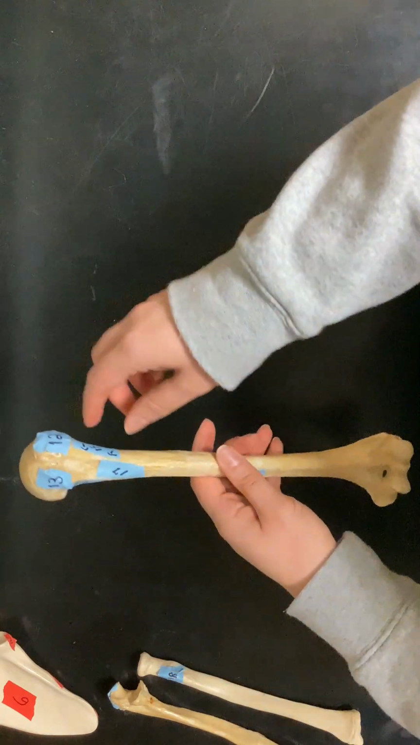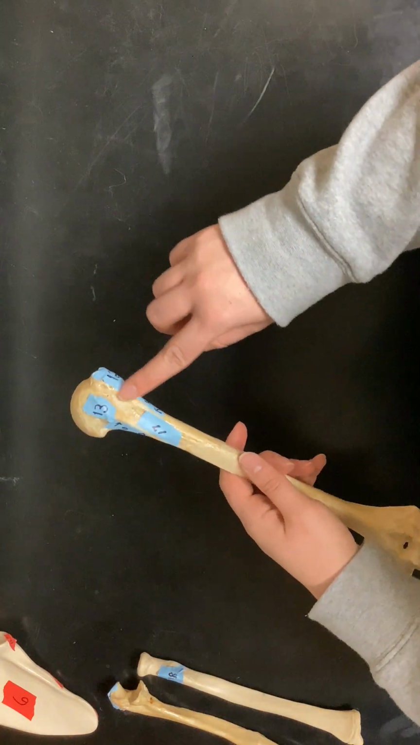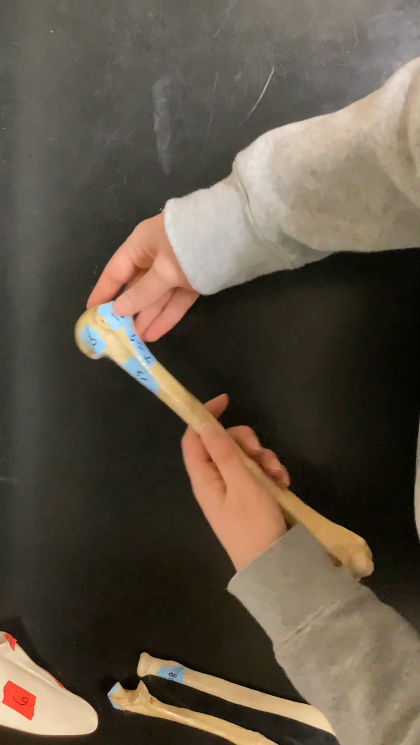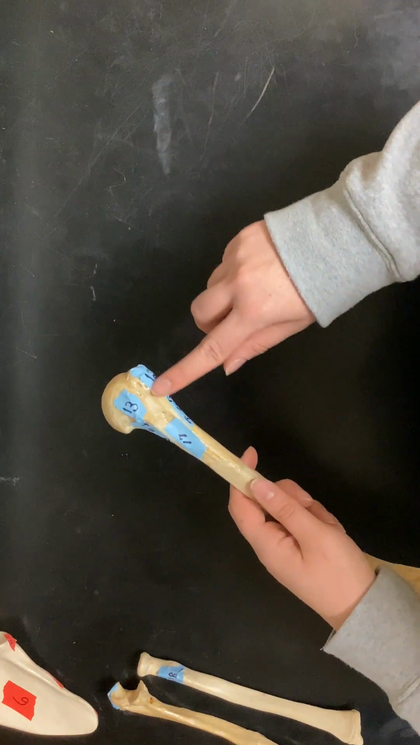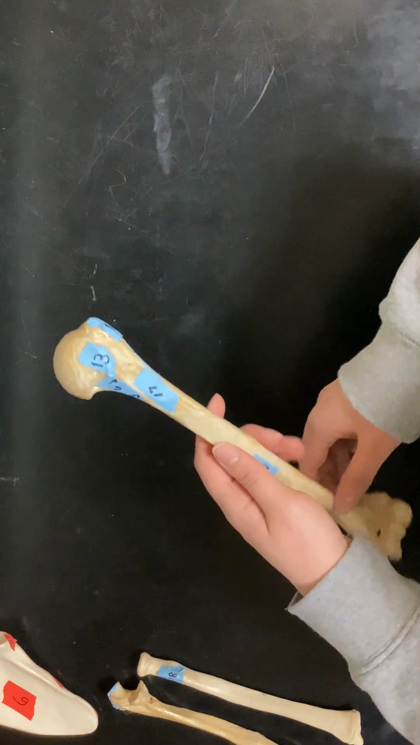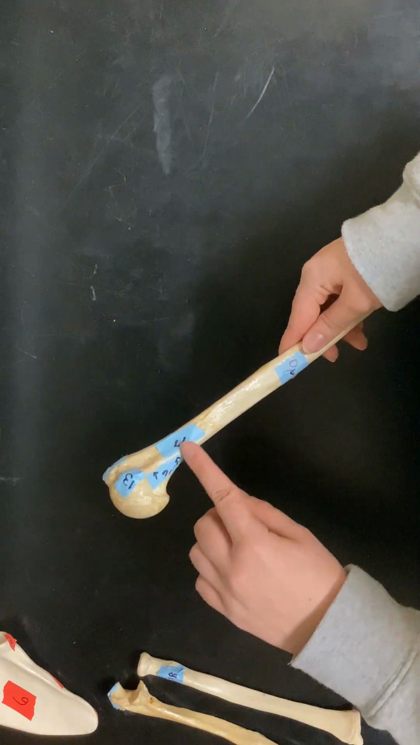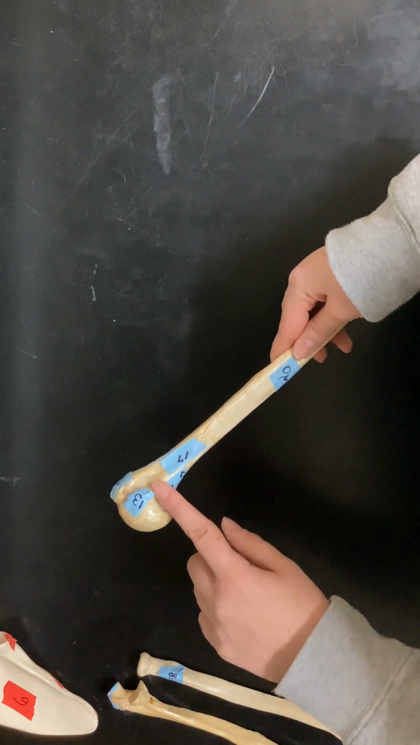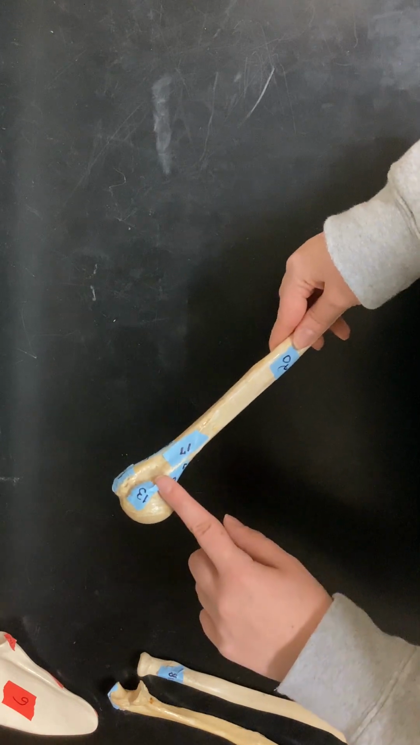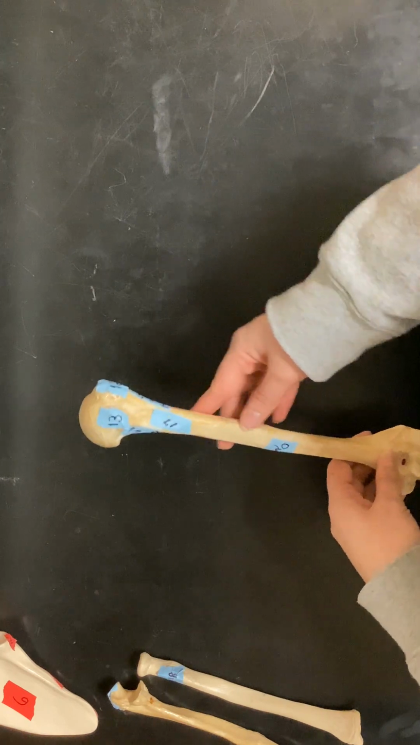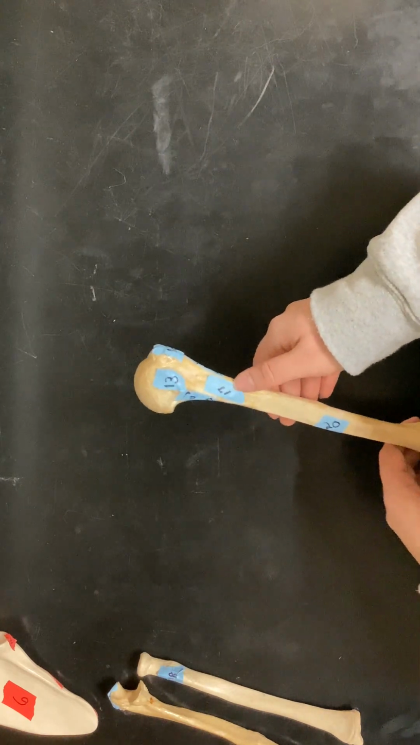15 here, laterally, on the lateral lip of your intertubercular groove, was your pectoralis major insertion. 16 on your medial lip of the intertubercular groove was your teres major insertion. 17 on the floor of your intertubercular groove was the latissimus dorsi.